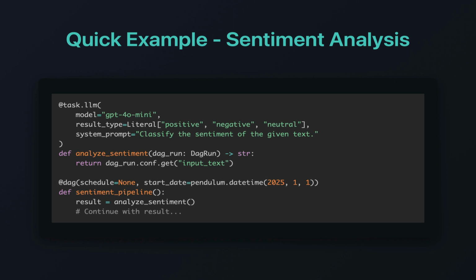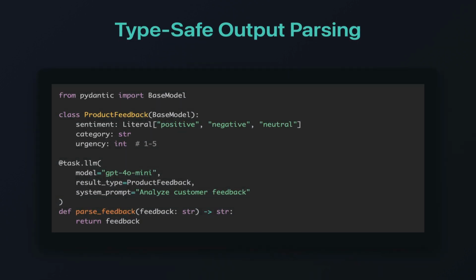I mean, that is so simple. But here is where it gets really powerful. Instead of just strings, you can use Pydantic models for complex structured outputs. Look at this product feedback model. It has sentiment, category, and urgency fields. The LLM's output is automatically parsed and validated against this schema, which means no more regex parsing or hoping the LLM formats things correctly, which is really time-saving.